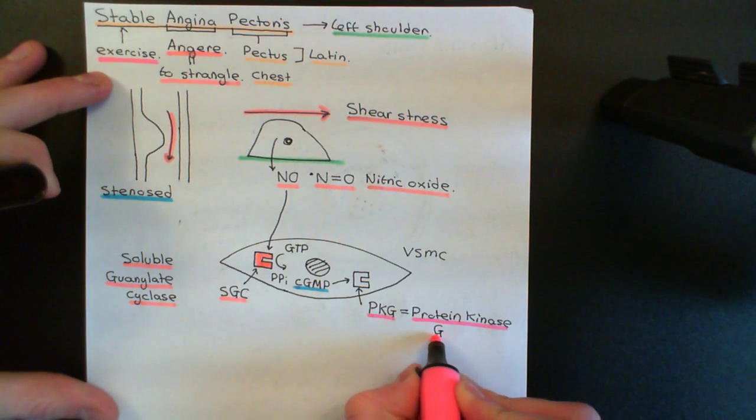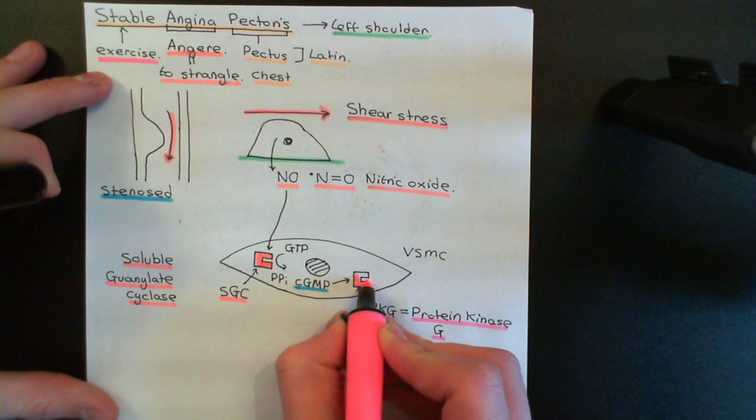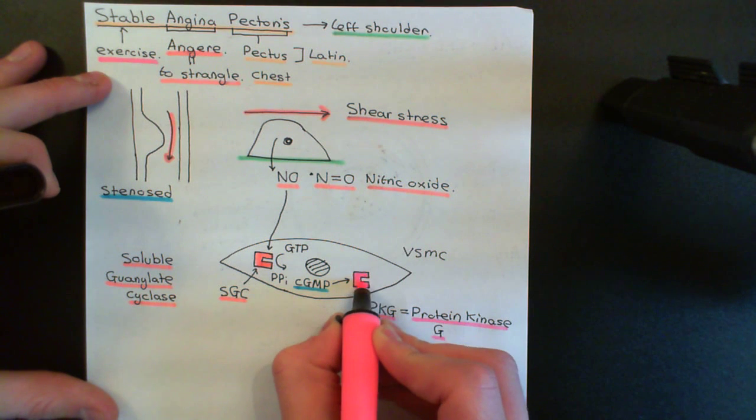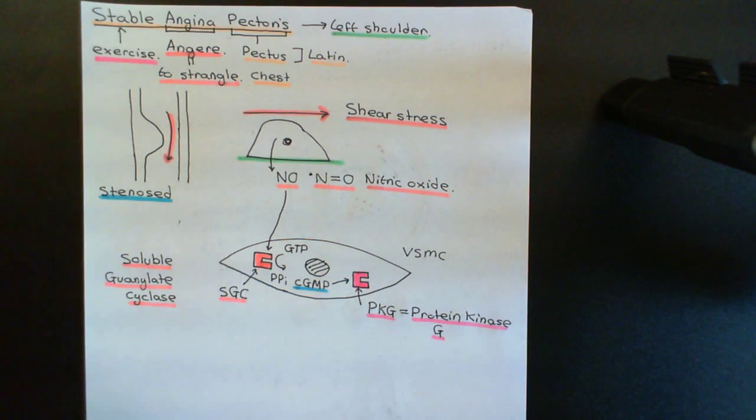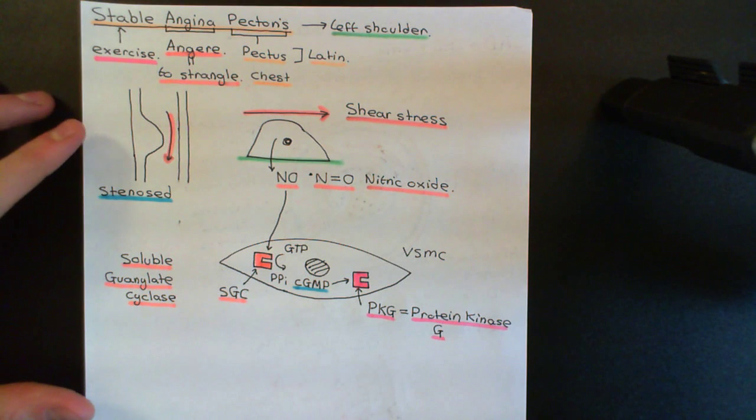Okay, so in pink here we have protein kinase G, and this is a serine-threonine kinase enzyme. It adds phosphate groups onto proteins by adding them onto their serine and threonine residues at phosphorylation sites, and therefore modifies the function of proteins.